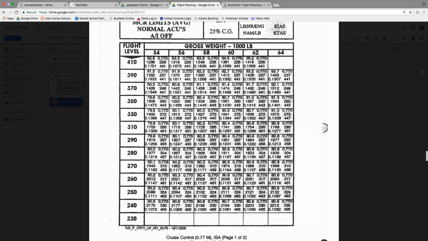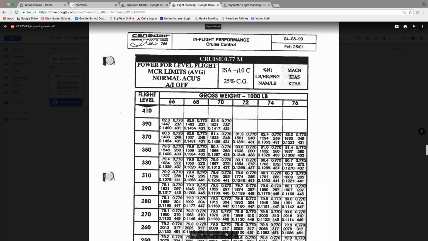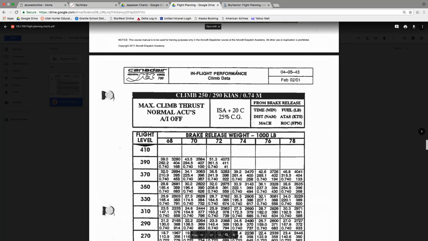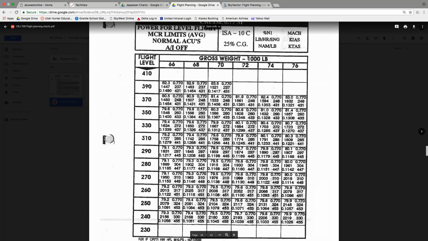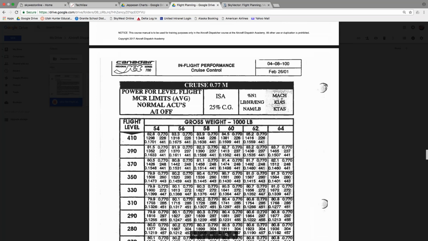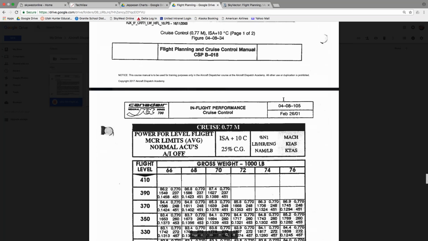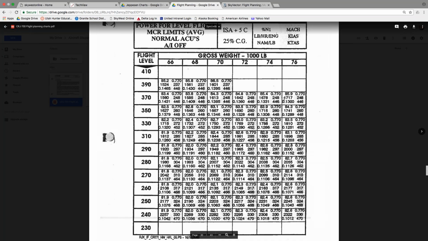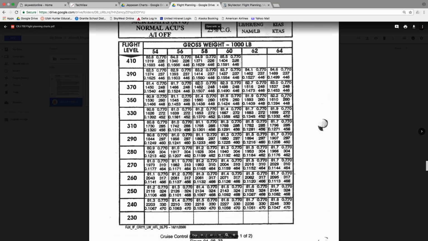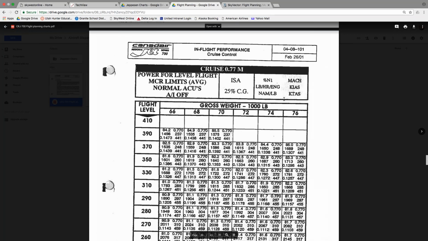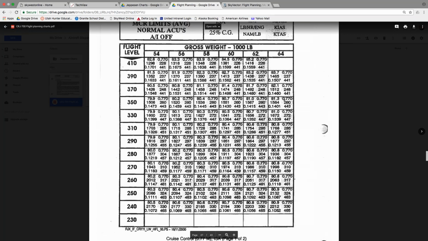So we've got ISA minus 10 as our coldest chart. Then we go to ISA, then ISA plus 5, ISA plus 10, ISA plus 15, ISA plus 20. So that's the different charts we have. So ISA, and we're going to use what two boxes? 62,000 pounds, 380.